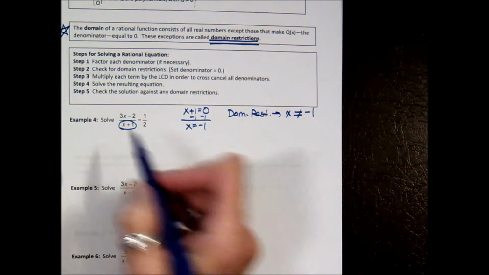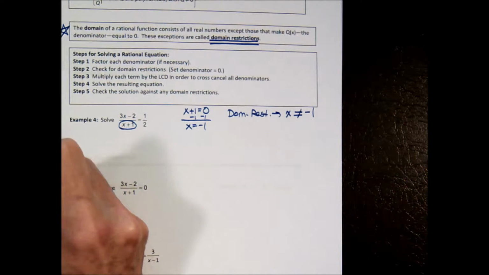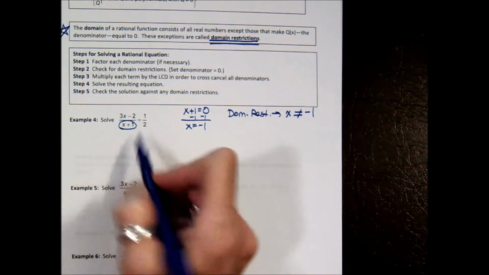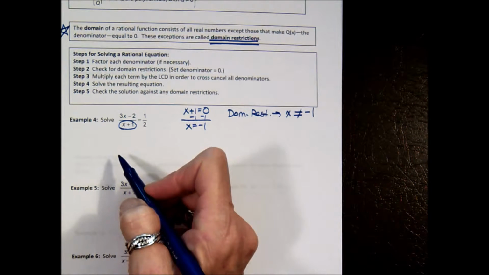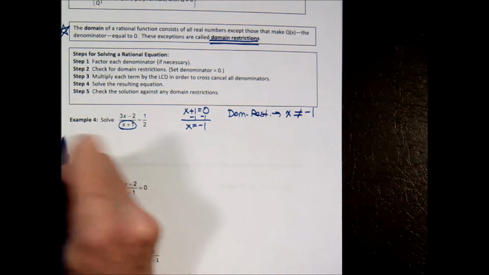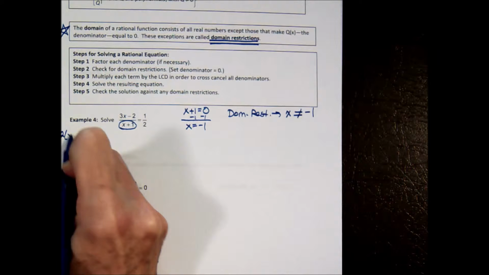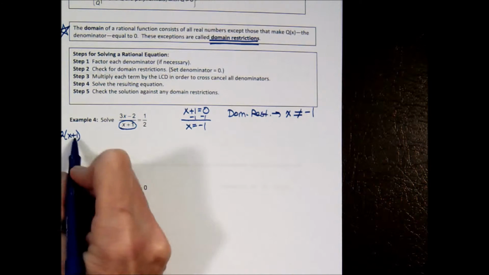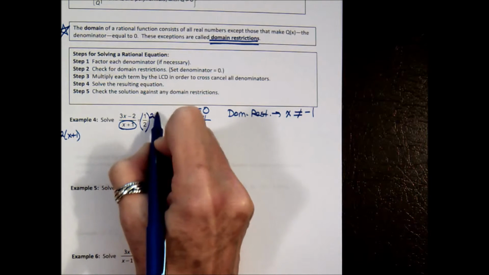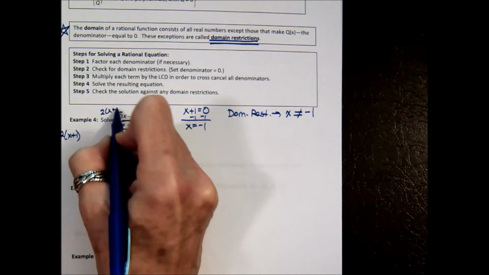Secondly, I want to know what my LCD is because I'm going to multiply all terms of my equation by that LCD to clear the denominators. Well, in this case, I need a 2 and I need an x plus 1. Do not distribute that and multiply it out. So beside this one, I'm going to write 2 times x plus 1. Beside this one, I'm going to write 2 times x plus 1.